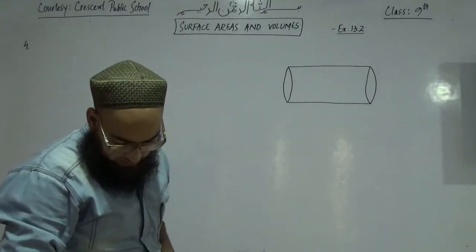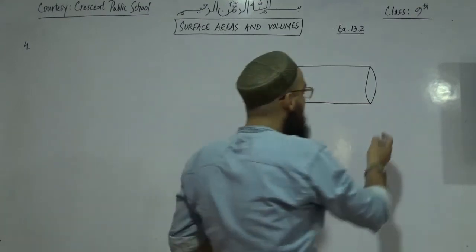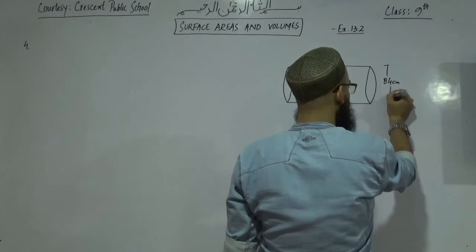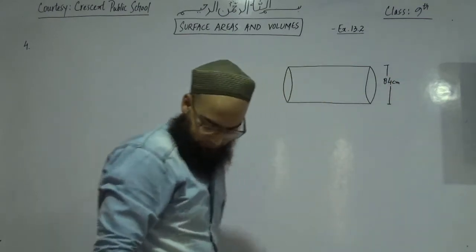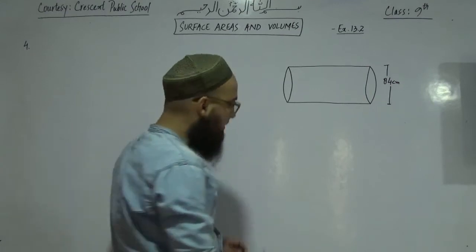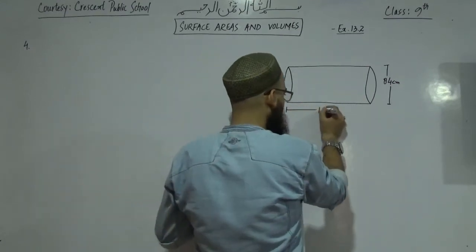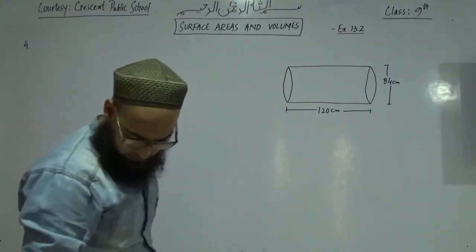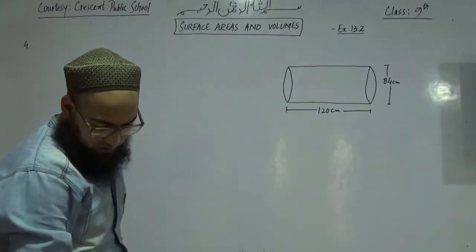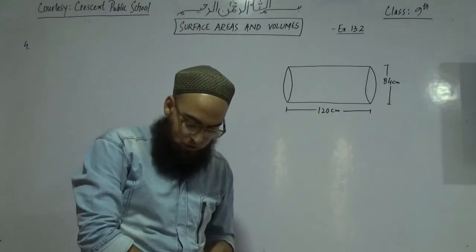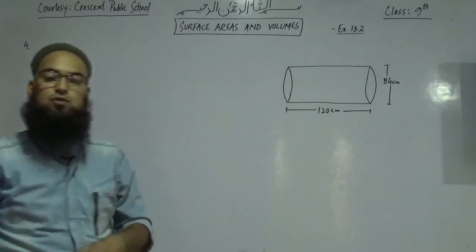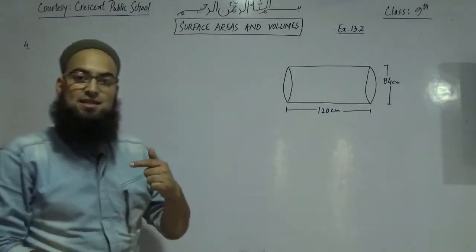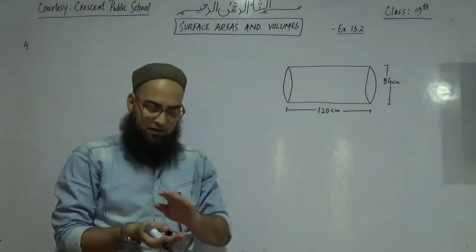There is a roller and the diameter of this roller is 84 centimeter. This is the diameter. It's 84 centimeter and its length is 120 centimeter. This is the length, 120 centimeter. It takes 500 complete revolutions to move once over to level a playground. Now to level a playground, it takes 500 revolutions.